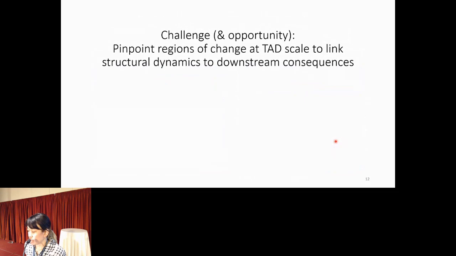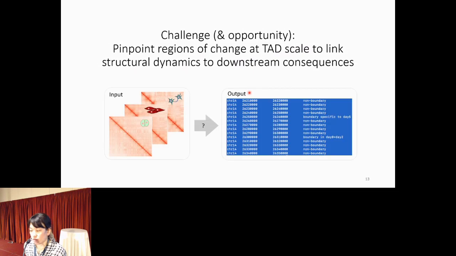So we need an effective way to narrow down and pinpoint regions that are involved at TAD scale in order to link structural dynamics to downstream consequences, especially when we have genome-wide data sets like those generated from Hi-C. So if we distill this aim down to a computational task, we have as input multiple Hi-C data sets from a related biological condition or from a biological process like differentiation.